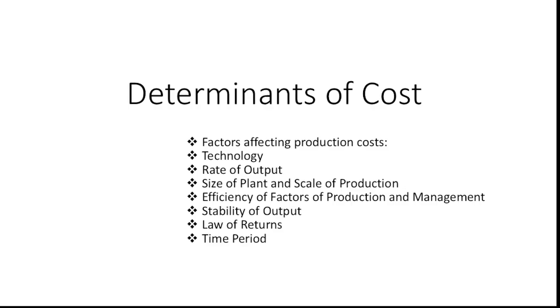Now the law of returns. Increasing returns would reduce the cost of production, and diminishing returns will increase the cost. And the last one is the time period. In the short run, the cost is relatively high, but in the long run it will be low, as it is possible to make adjustments and readjustments in the production process.